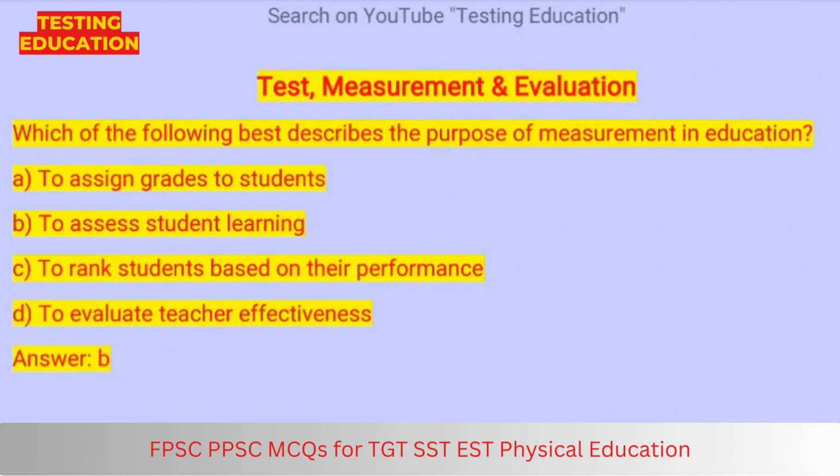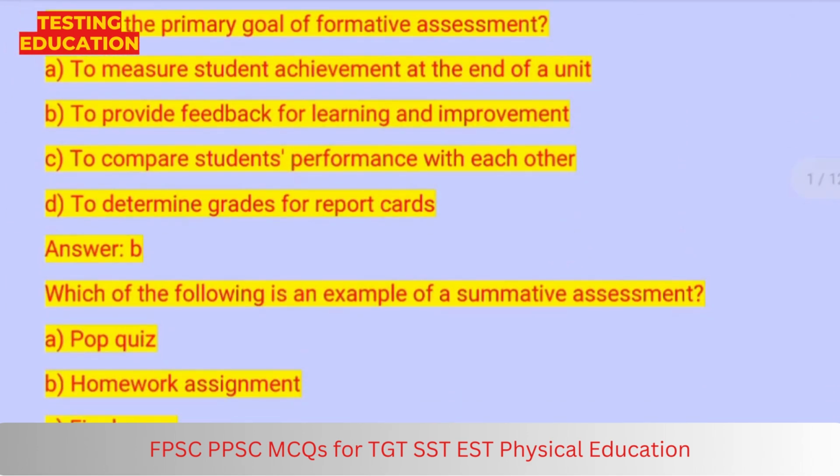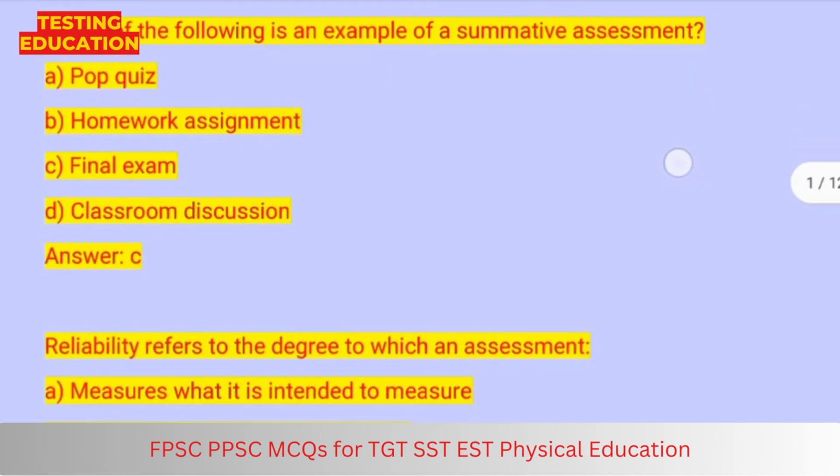MCQs of test measurement and evaluation. Which of the following best describes the purpose of measurement in education? Answer: to assess student learning. What is the primary goal of formative assessment? Answer: to provide feedback for learning and improvement.